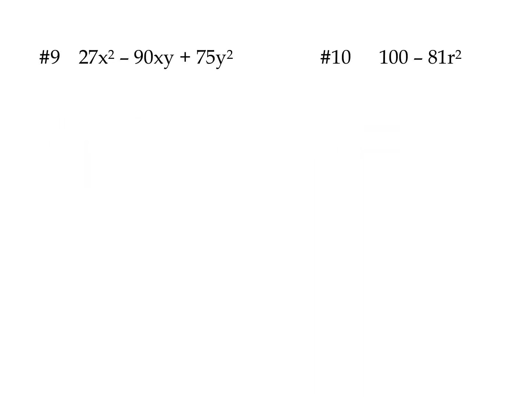Two more examples. Again, try these on your own. Let's see if you're starting to understand how you can factor these. First, we want to look for a greatest common factor in number 9. There is a greatest common factor, but it's not 9. You might be thinking, I can take a 9 out of both of these. But 9 is not a factor of 75, so it has to be a common factor of all of the terms. In this case, that would be a 3. So I can factor out a 3, and then I'll get 9x squared minus 30xy plus 25y squared.